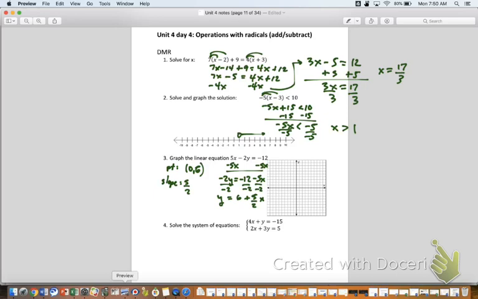1, 2, 3, 4, 5, there's 6. And then my slope is 5 over 2. There's not really room to go up there, is there? So I'm actually going to go down 5, left 2. So down 1, 2, 3, 4, 5, left 2. I get a lovely line that looks about like that. Put arrows on the end. And there you go.